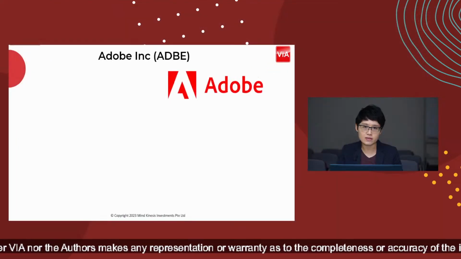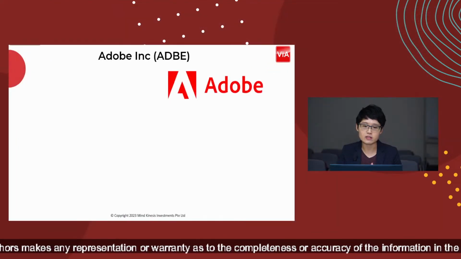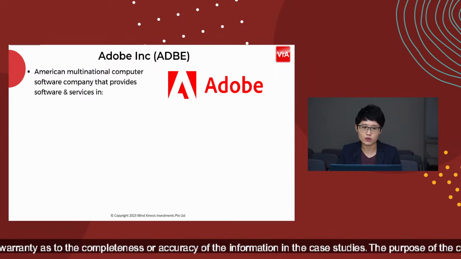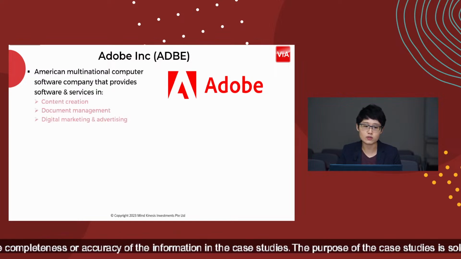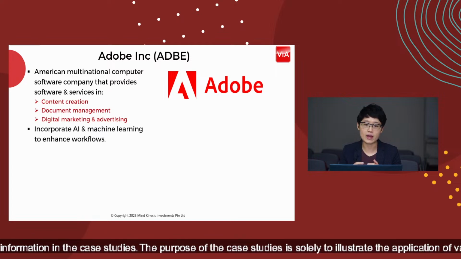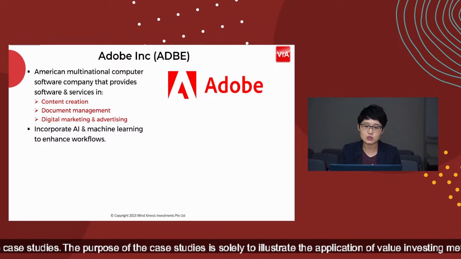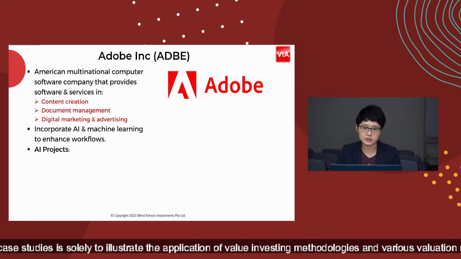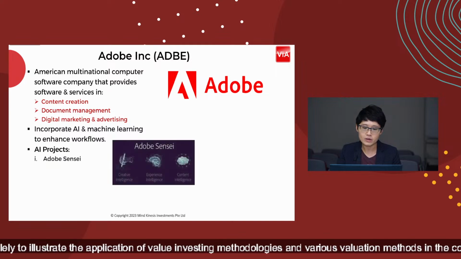Okay, so the third and last company that we will look at is actually Adobe. Adobe, most of the people will definitely know, because they provide software and services in these areas. And they actually incorporate AI and also machine learning to enhance the workflow. What does it actually mean? So now let's look at the AI projects that are involved in Adobe Sensei.